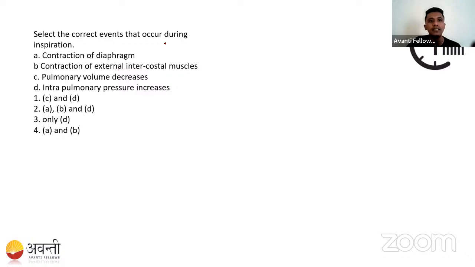Select the correct events that occur during inspiration. Okay: A, contraction of diaphragm; B, contraction of external intercostal muscles; C, pulmonary volume decreases; D, intrapulmonary pressure increases. So you have your four options. The first option is C and D, the second option is A, B, and D, the third option is only D, and the fourth option is A and D. Okay, so I will launch the poll, students. You can answer this question within a minute. Okay, your polls are live now.